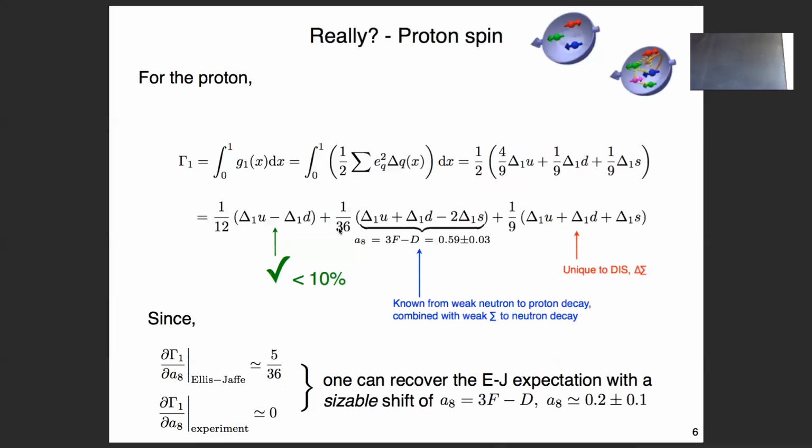So you can turn that around. You can ask yourself, if I don't really believe in SU3 symmetry, can I recover this Ellis-Jaffe value? Well, yes, you could. And that's actually an easy numerical thing to do. Of course, the measurements do not depend on measurements that are external to the deep inelastic scattering measurements. So in other words, whatever the value of this constant is, it will not change the first moment of the measured integral in any way or form. That derivative is 0. You take the Ellis-Jaffe value, so this expansion here, the total prediction is 5 over 36, which means that you would need an A8, taking central values, of about 0.2 plus or minus 0.1.